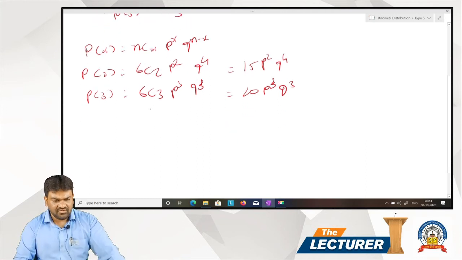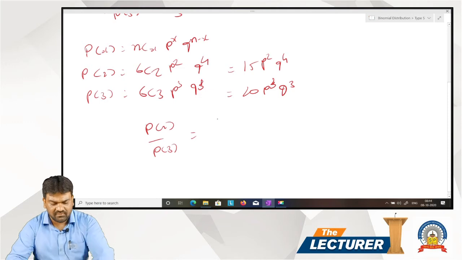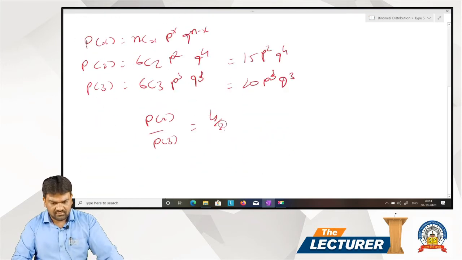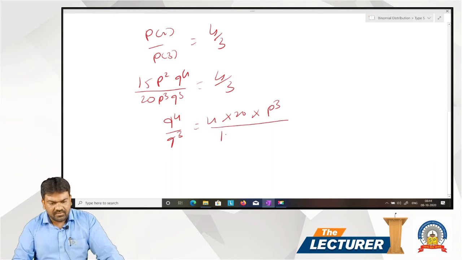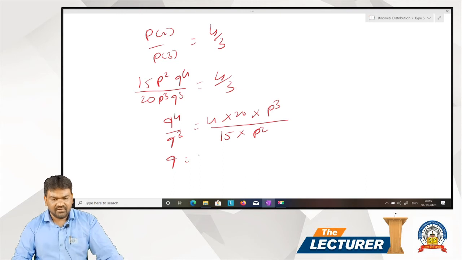Now put the equation in the given relation. P of 2 divided by P of 3 is equal to 4 divided by 3. 15 p raised to 2 q raised to 4 divided by 20 p raised to 3 q raised to 3 is equal to 4 by 3. So q raised to 4 divided by q raised to 3 is equal to 4 multiplied by 20 multiplied by p raised to 3 upon 15 multiplied by p raised to 2. q is equal to 4 multiplied by 20 divided by 15. 4 multiplied by 20 multiplied by 3, 4 multiplied by 20, that is 80. 15 multiplied by 3, that is 45, is equal to p.